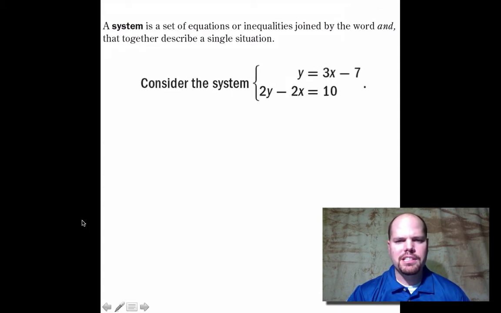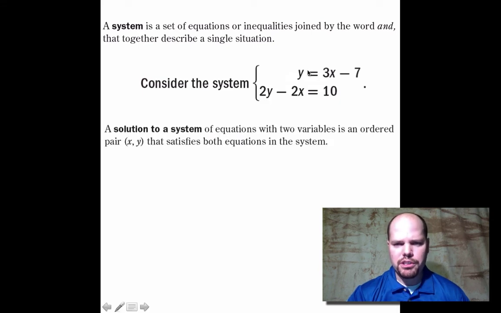Let's say this is our system. y equals 3x minus 7, and this curly brace, the left brace, is in place of the word "and." It's just a way to line up our equal signs and combine this into one system. So y equals 3x minus 7 and 2y minus 2x equals 10.